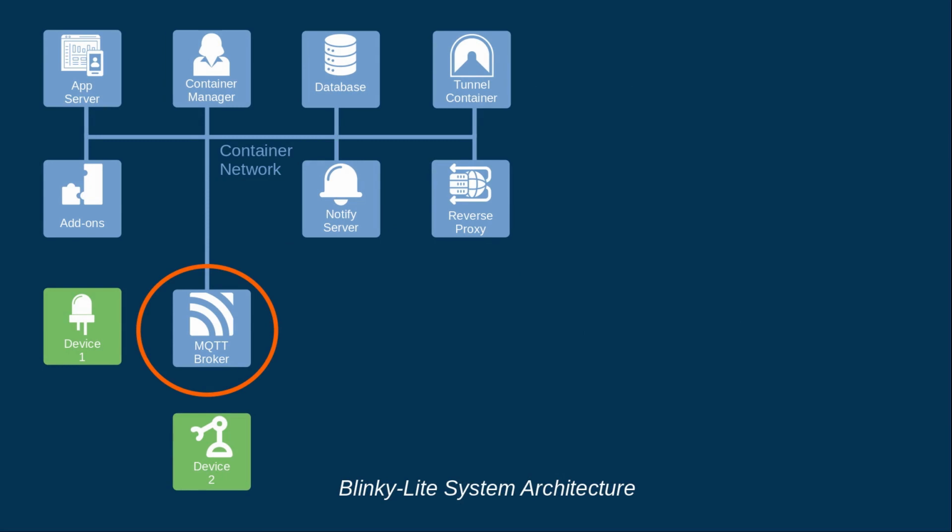MQTT is a publish-subscribe communication protocol developed by IBM for the monitoring of oil pipelines running through the desert, but is now a very popular IoT communication protocol. A key security feature of MQTT is that every device initiates authentication to the communication broker, and the publish-subscribe topics for each device are linked to a unique device authentication.